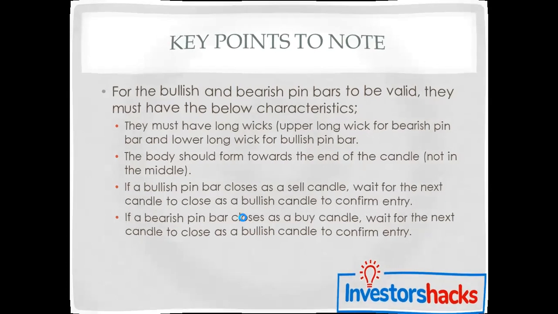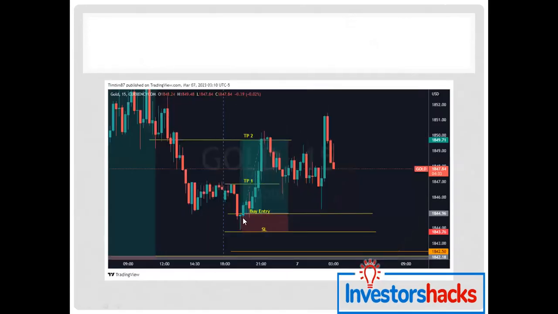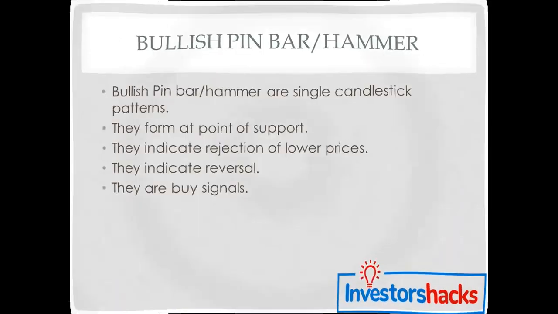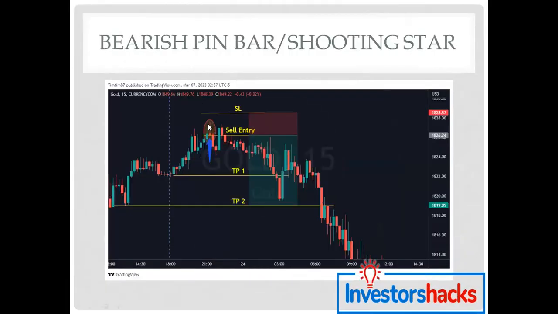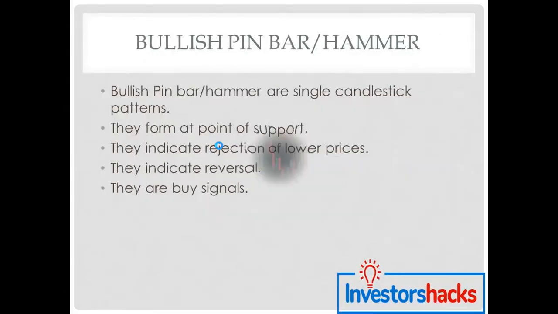Okay, so let me go back and try to demonstrate what I'm saying. We have said this is a bearish pin bar. So it closed as a sell candle. Therefore, we enter immediately. However, if this candle is still a bearish pin bar and closes as a bull candle, this means that bulls are in control or buyers are in control. Therefore, we need to wait for the next candle to close as a sell candle, and then we have our entry at that point. Okay, take note of that.